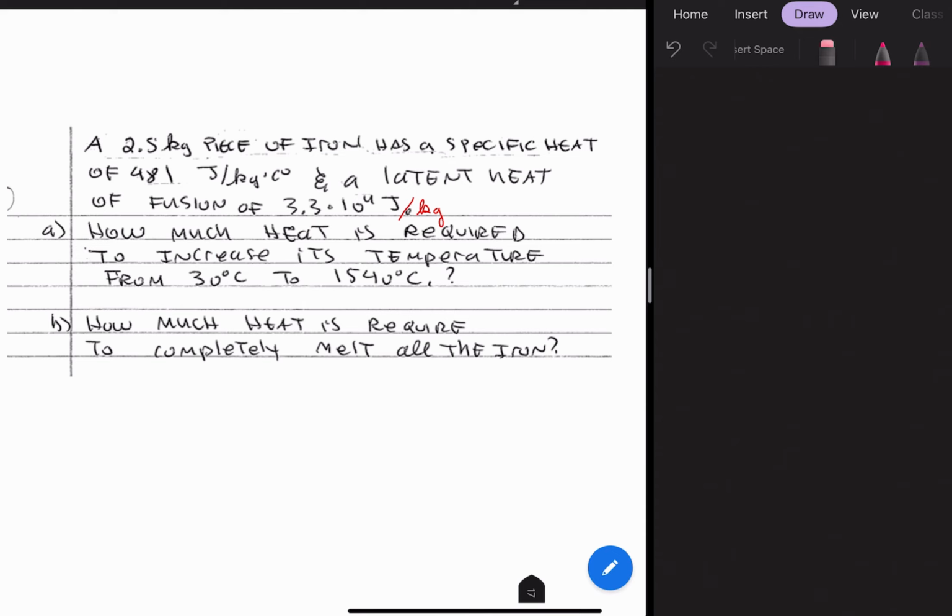Okay, so go ahead and pause, try to solve this, and when you're ready, unpause. Right, so let's write down the givens.